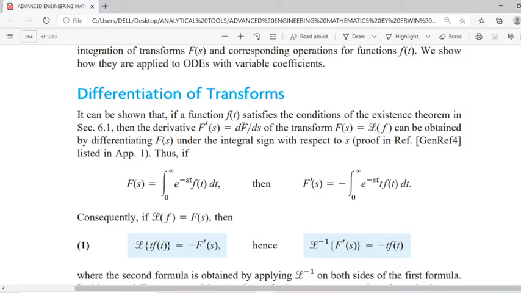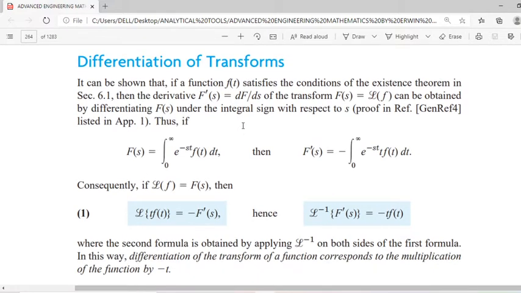So we can see that F dash of s is equal to minus integral 0 to infinity e raised to minus st into t f(t) dt, by the application of the interchange of integration and differentiation. You will get this result. This is actually the Laplace transformation of t f(t), with the minus sign. So that can be represented as L of t f(t) equal to minus F dash of s.